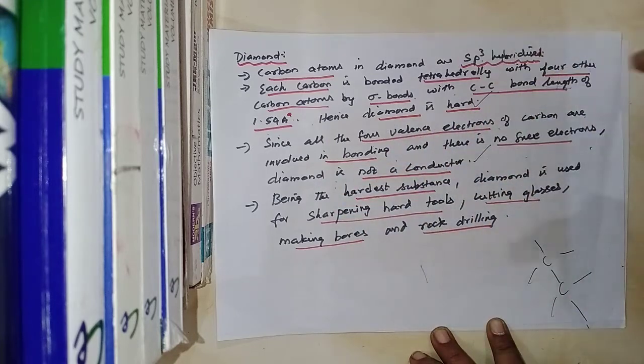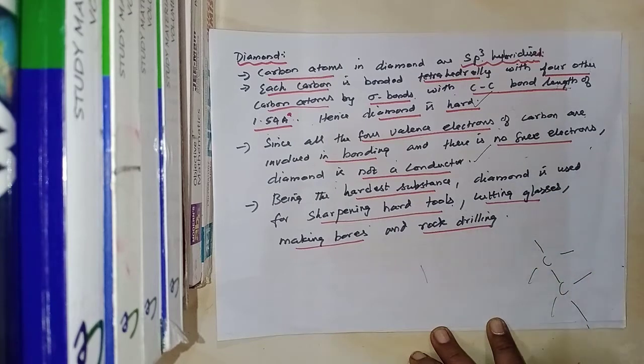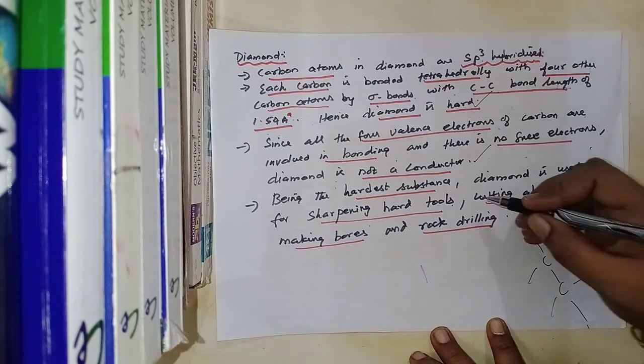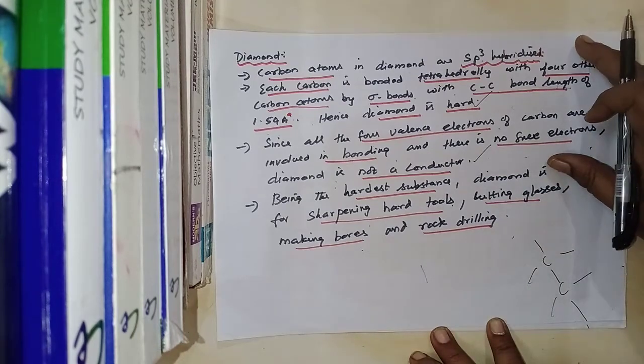Being the hardest substance, diamond is used for sharpening hard tools, cutting glass, making borers, and rock drilling.